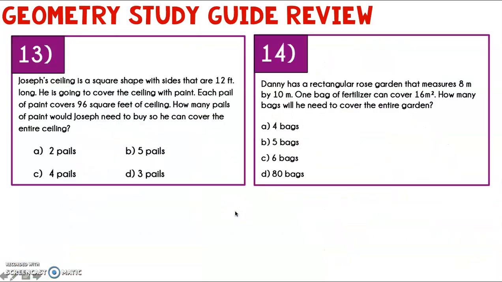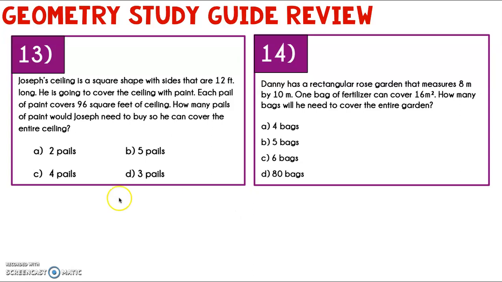All right. 13 and 14 were real world area problems. So for number 13, it said, Joseph's ceiling is a square shape that has sides that are 12 feet. He's going to cover the entire ceiling with paint, and each pail of paint covers 96 square feet of ceiling. How many pails of paint would Joseph need to buy so he could cover the entire ceiling?